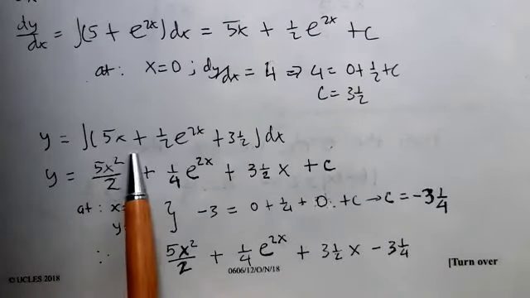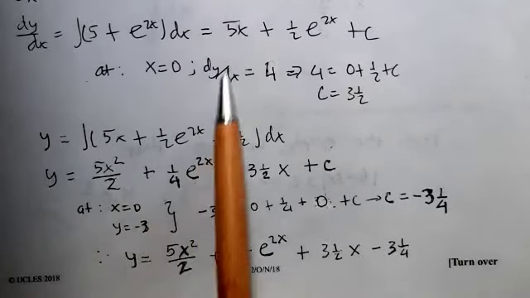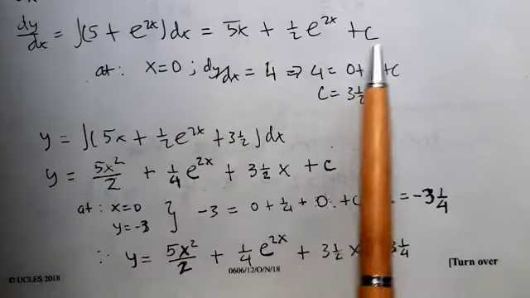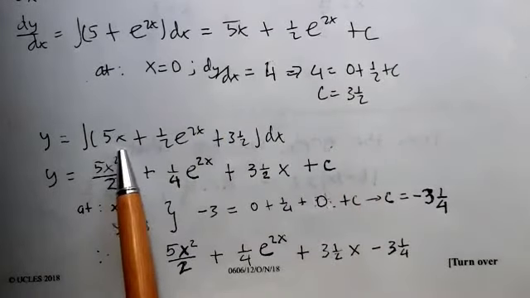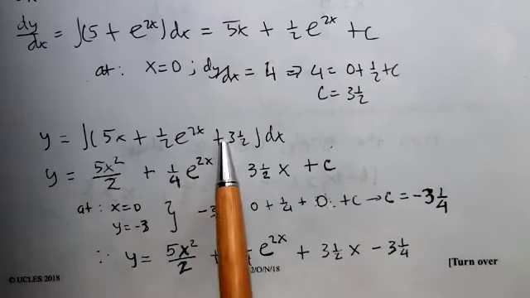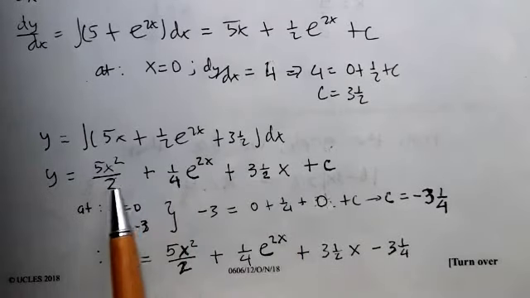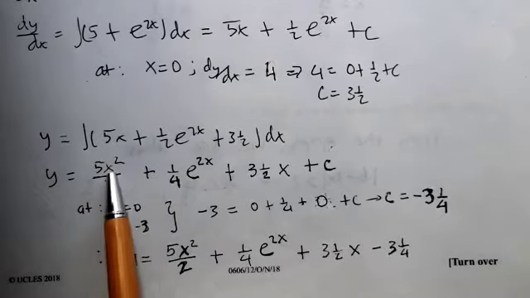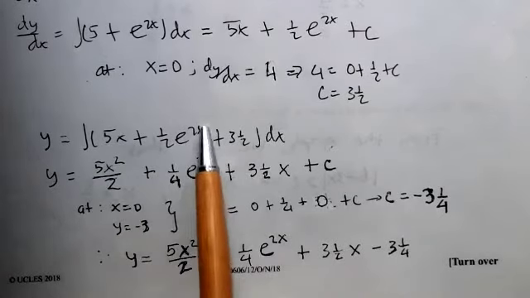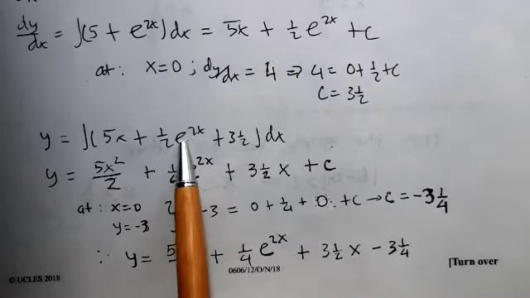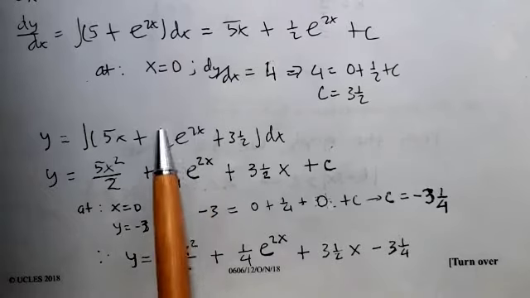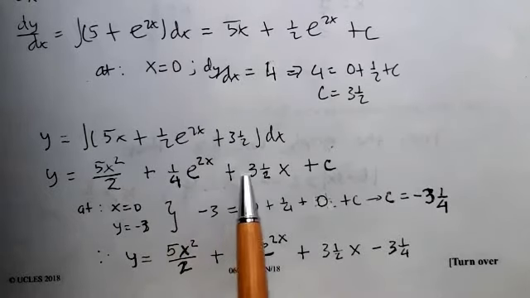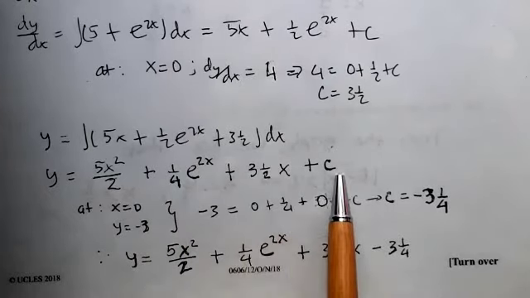y equals the integration of dy/dx, the integration of 5x plus half e power 2x plus 3 and a half dx. Integration of 5x is 5x squared per 2. Integration of the next term is half times again divided by 2, so 1 over 4 e power 2x, plus 3 and a half x plus c.